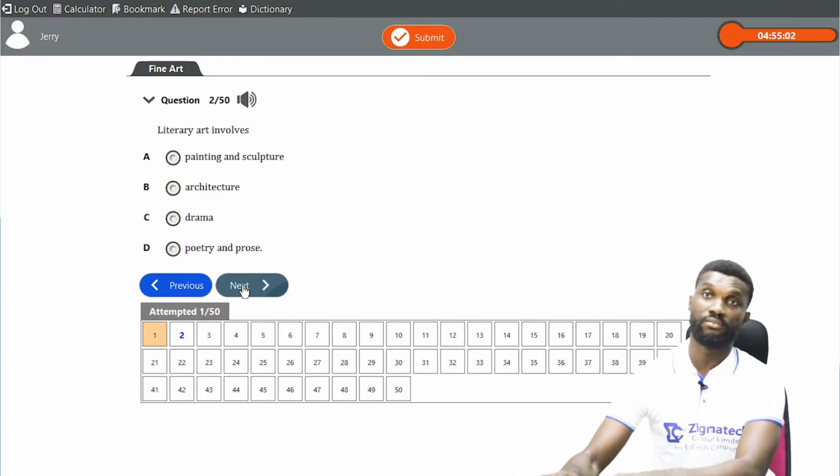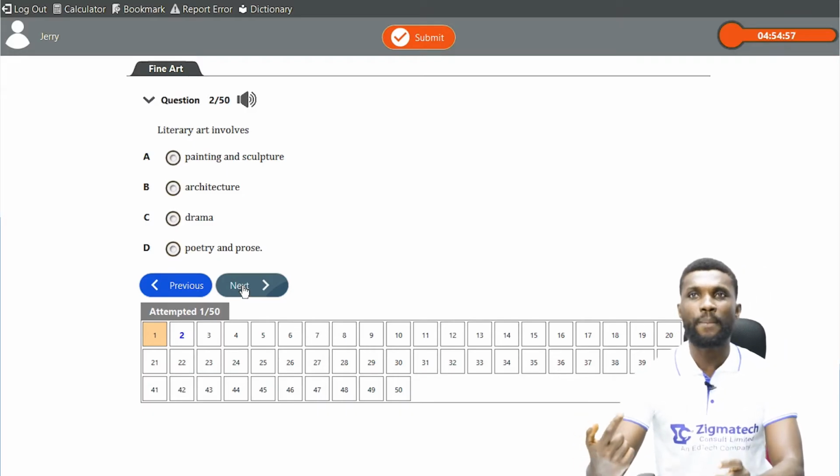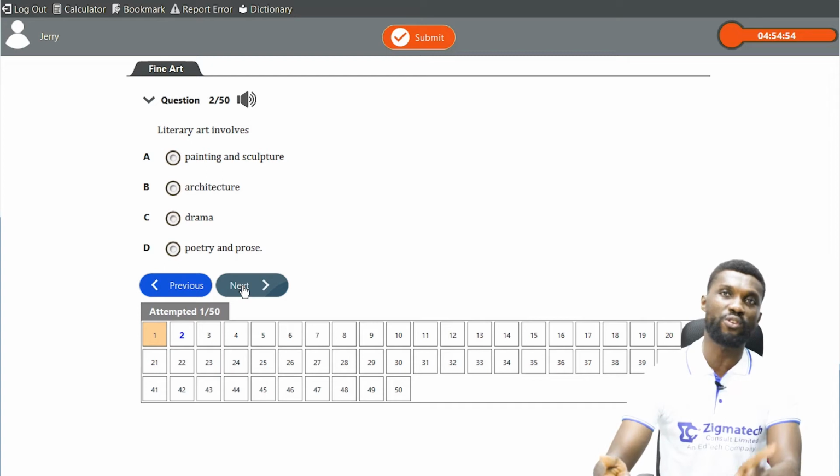These are the 2 that fall under the non-visual art. So now the question goes, literary art involves A, painting and sculpture. No, painting and sculpture is fine art.